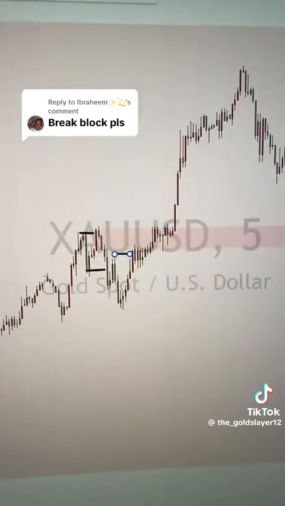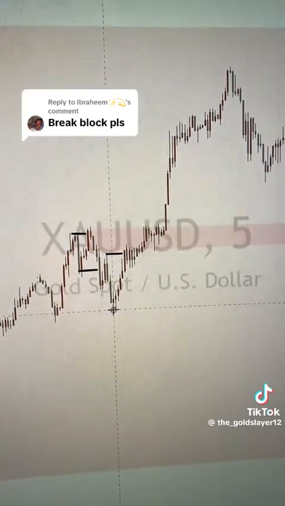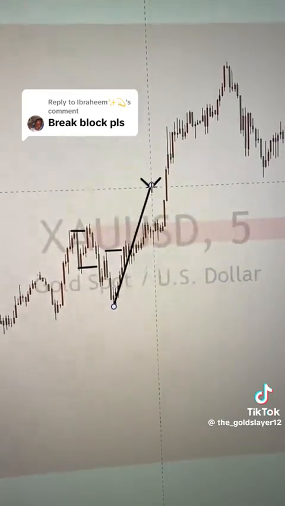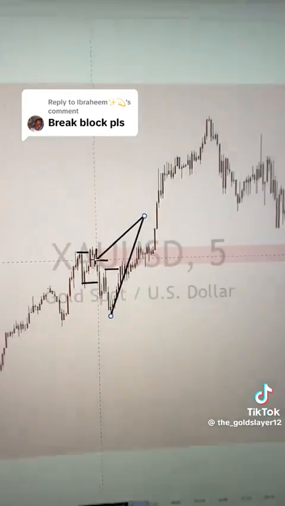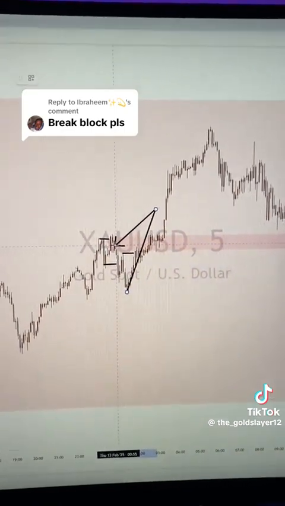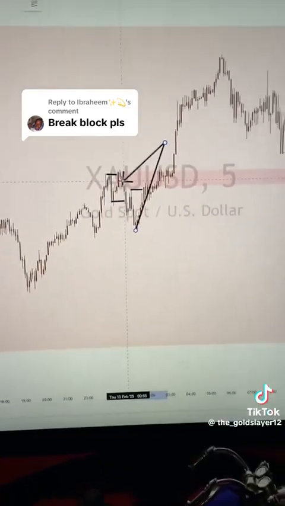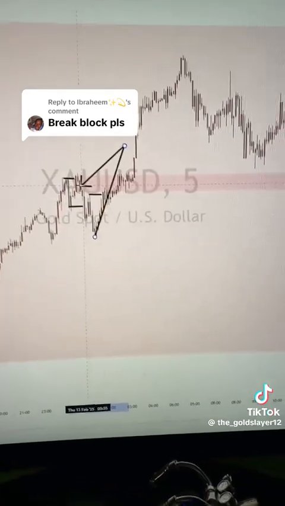And what can you see? You can see that price rallied above our order block. It violated our order block, making this order block what? To become a breaker block. Do you understand? Once that order block has been violated, it becomes a breaker block. Okay, so now we have our breaker block.